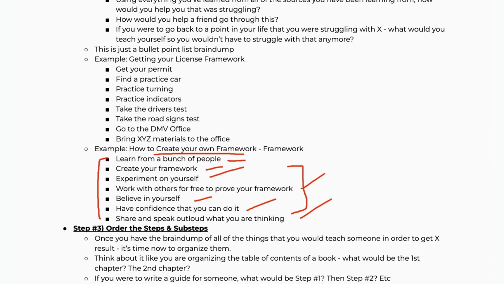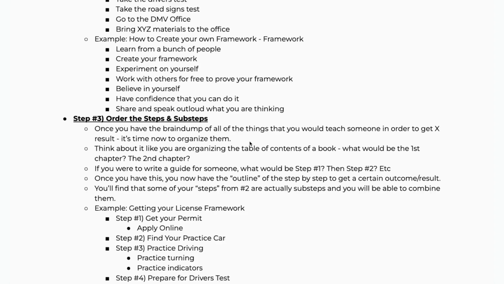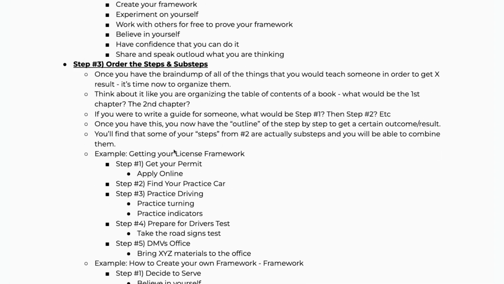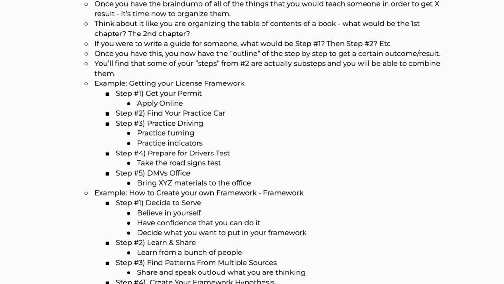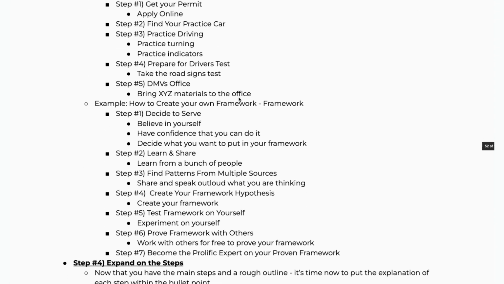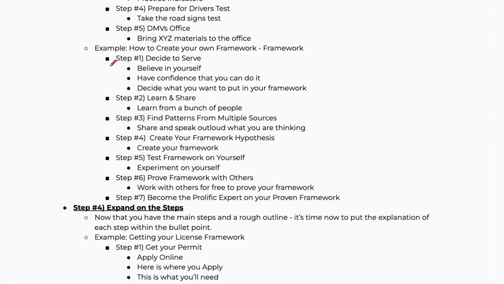We're just dumping a bunch of things in regards to how somebody would actually get the result using that framework. And then from there, step number three, you're going to order the steps and the sub-steps. Again, I'm not going to go through this step by step, but you can find it in the guide. We do have an example for you on there, like getting your driver's license, how to create your own framework. So what we did is we take that dump from the previous step, and now we just go ahead and order them. We say, okay, step one is this, step two is this, step three is this, step four is this, step five is this, step six is this, step seven is this, right? And naturally, there's kind of like a rhythm or a pattern that's emerging from your own frameworks, right?